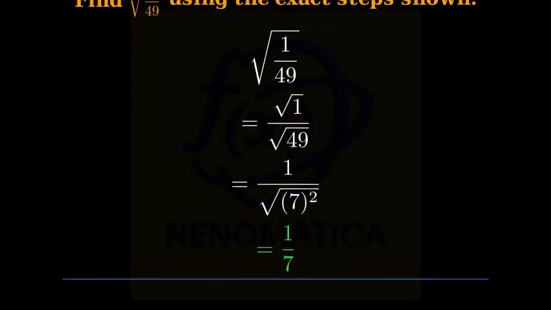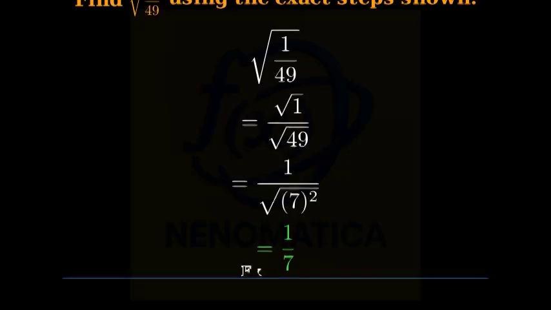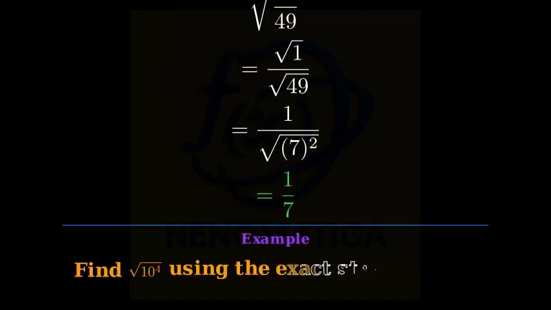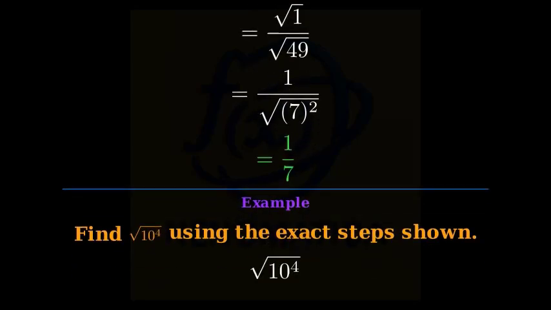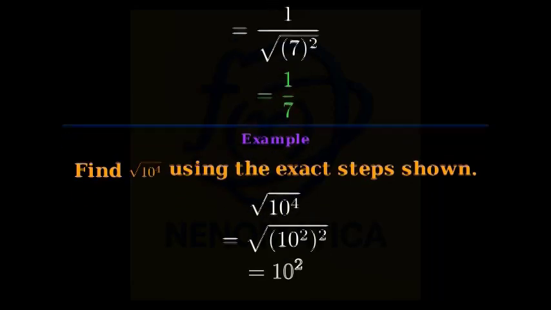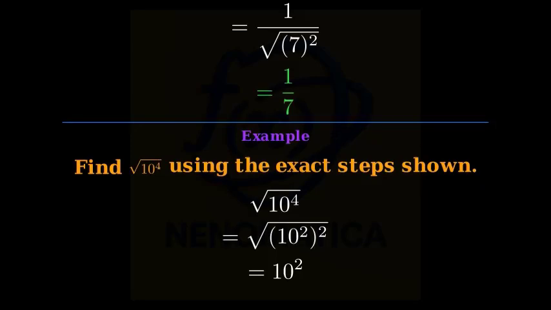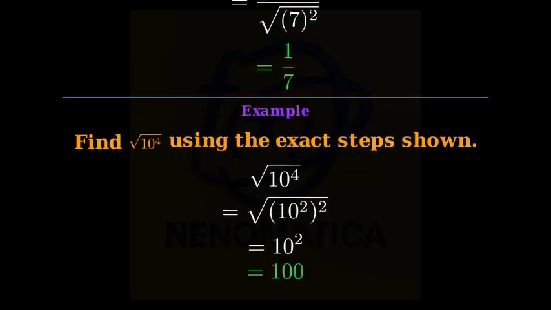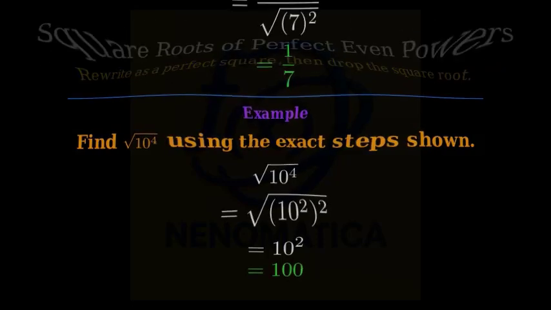Great. Now we repeat the process for the second expression, again following the same exact sequence of steps as shown. Example: we will simplify the square root of 10 to the fourth power. Start by writing the expression. Next, rewrite 10 to the fourth as the square of 10 squared under the radical. Then, the square root of a square cancels to 10 squared. Finally, evaluate 10 squared to get 100.